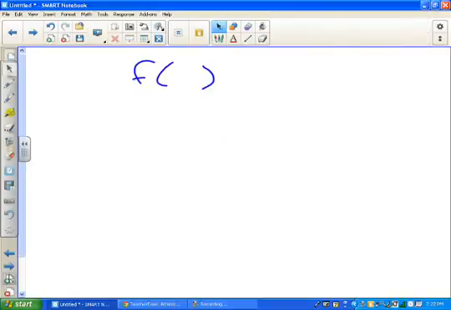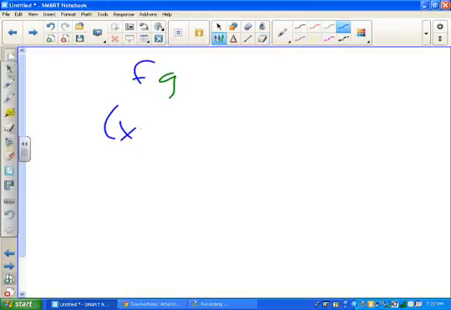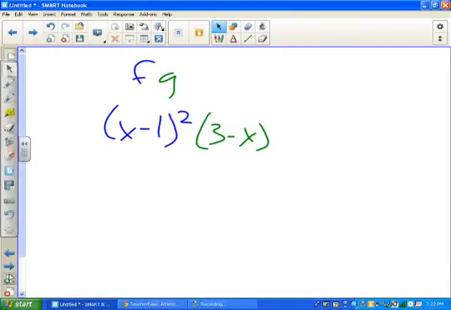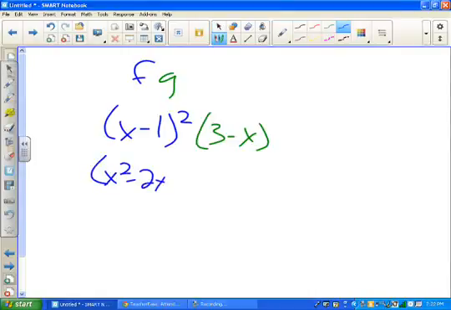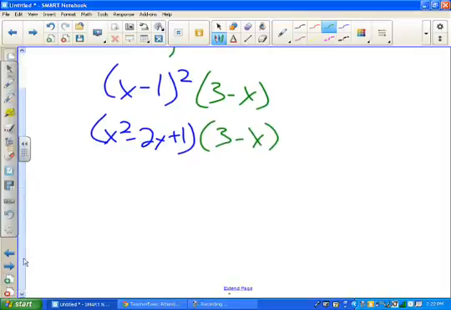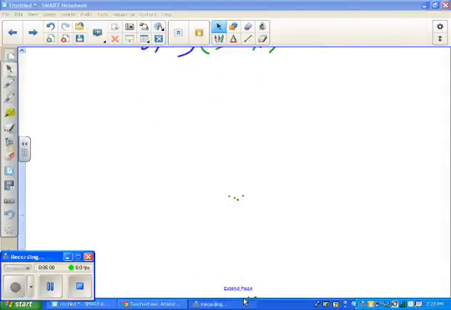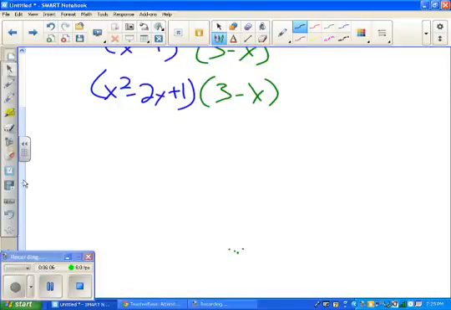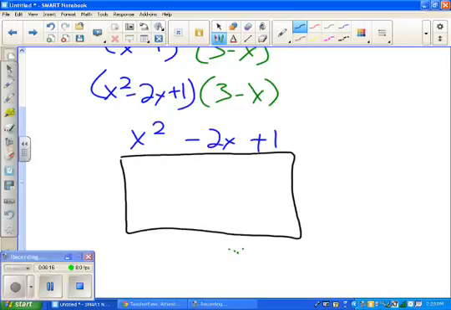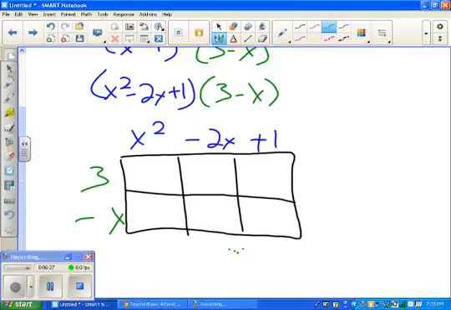So now let's do that f times g. And I don't want to write it that way. I'm going to say fg. So I'm going to take x minus 1 squared times 3 minus x. Now remember that when we expand our binomial, we'll get x squared minus 2x plus 1 times the quantity 3 minus x. This is pretty easy to do if I draw a grid. I'm just going to draw a 3 by 2 grid. So I'll say x squared minus 2x plus 1 on the top. Then on the bottom I'm going to say 3 minus x. And then you simply multiply the row times the columns.